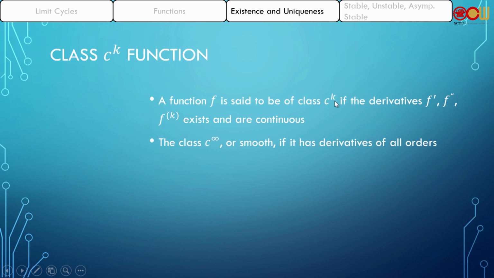So a C0 function is zero-order continuous, so it's just a continuous function. For C1, the first derivative is continuous. For C infinity, we call it a smooth function because it has derivatives of all orders. For example, the exponential function, sine function, cosine function.